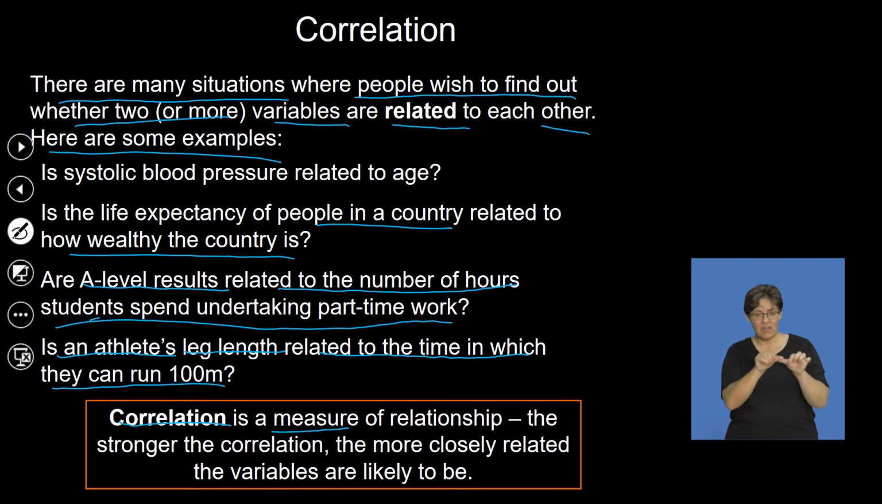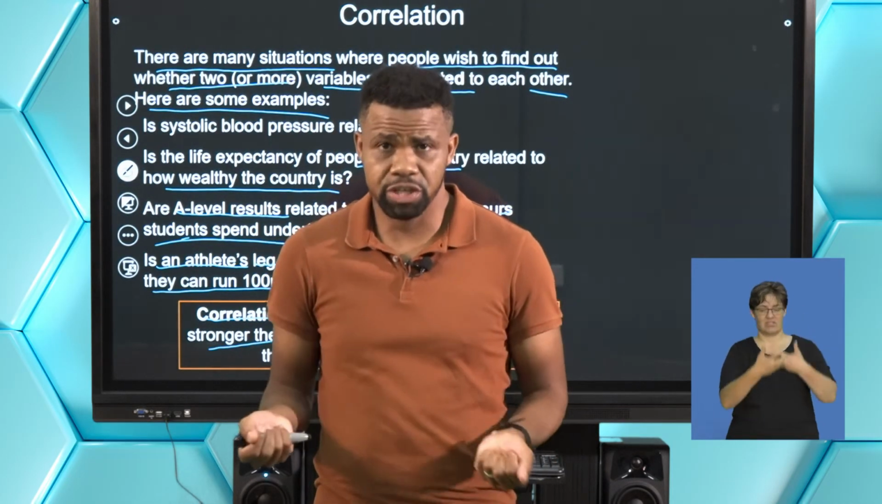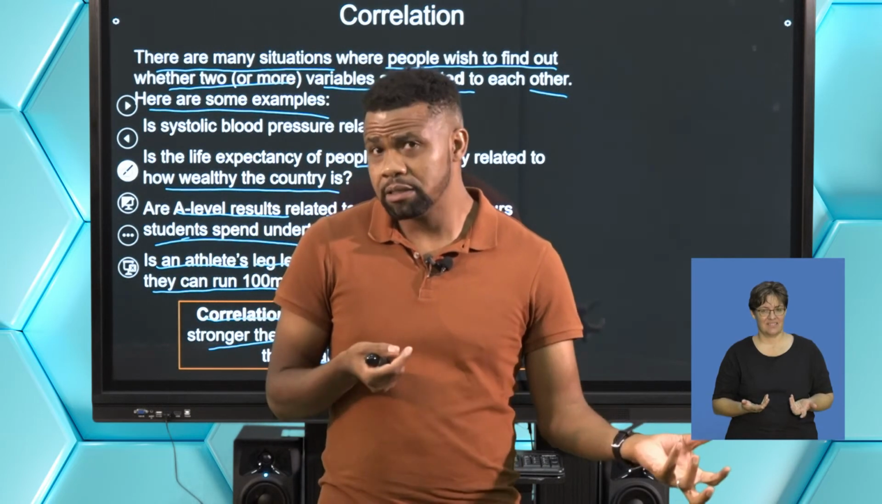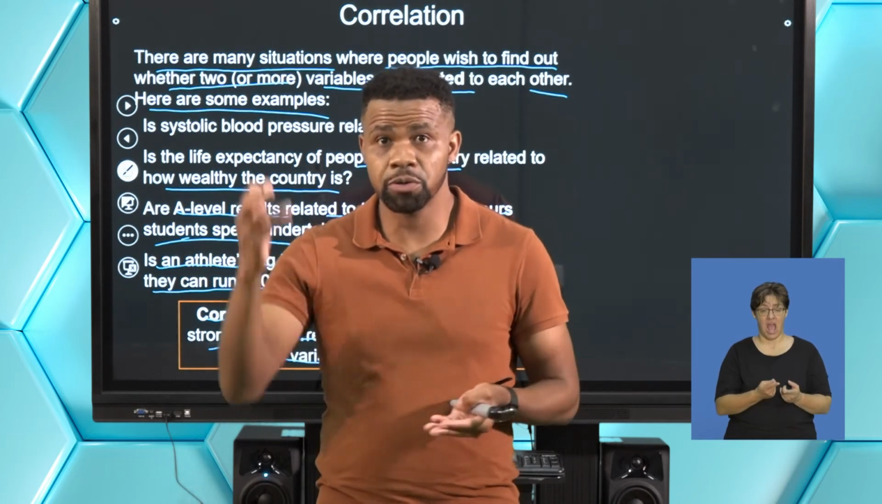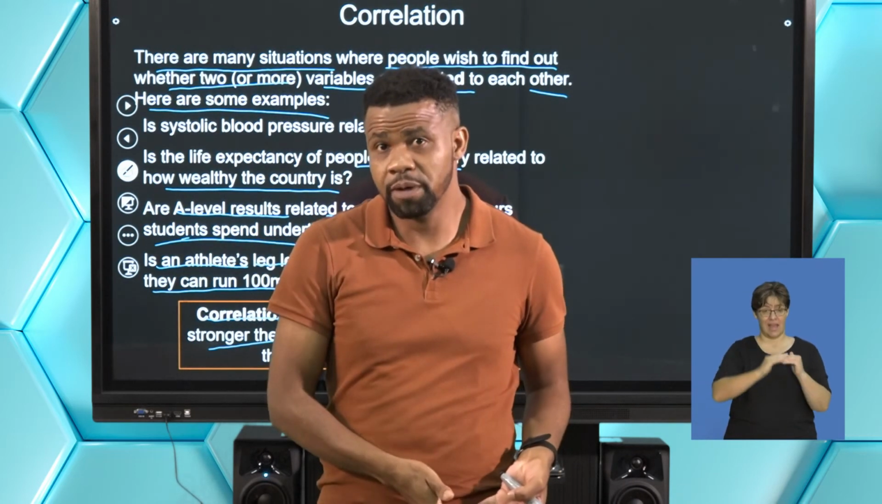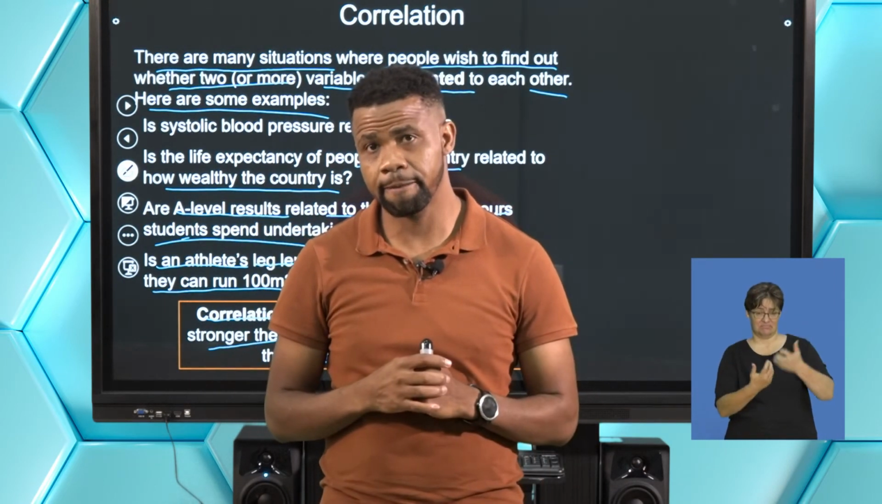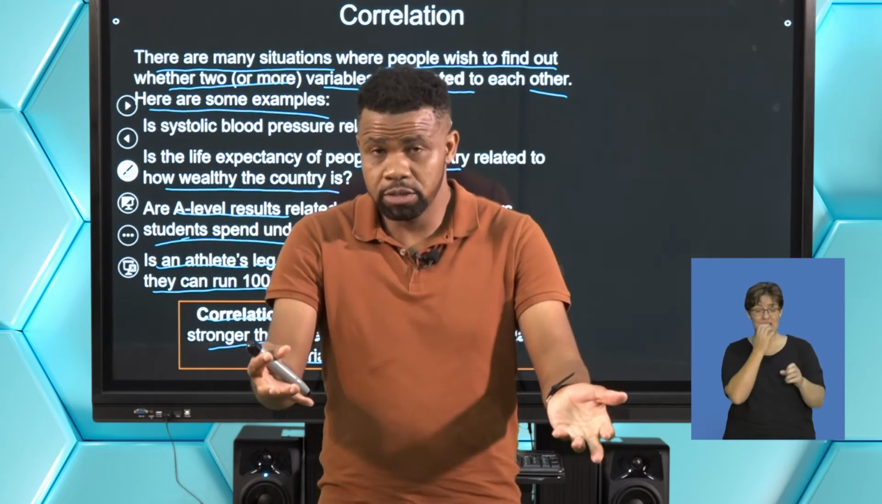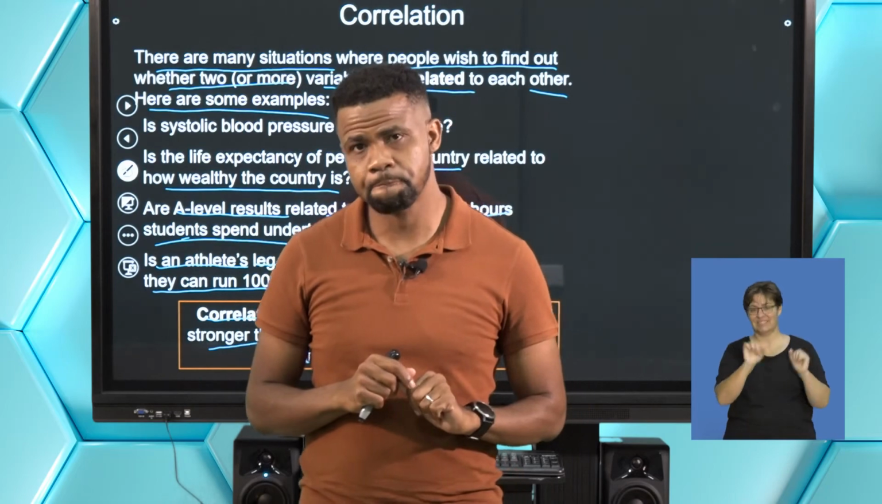Correlation is a measure of relationship. The stronger the correlation, the more closely related the variables are likely to be. We're not going to measure correlation. But for example, if interest rates go high, you have less money in your pocket. Those two have negative correlation in a way. Maybe if you study hard, you can pass. Those two are really correlated.